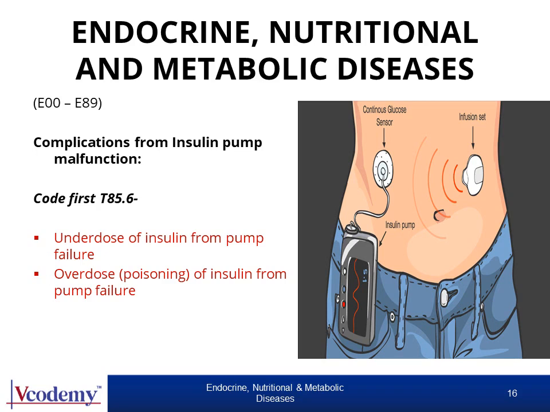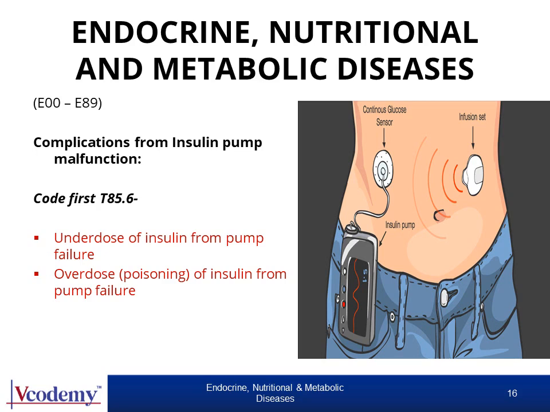So complications from insulin pump malfunction. Check whether it is overdose of insulin or underdose of insulin. Then go to the category T85.6. This T85.6 category code is in chapter 19. Chapter 19 contains all the complications. So here what is the complication? Insulin pump malfunction, that is the complication.